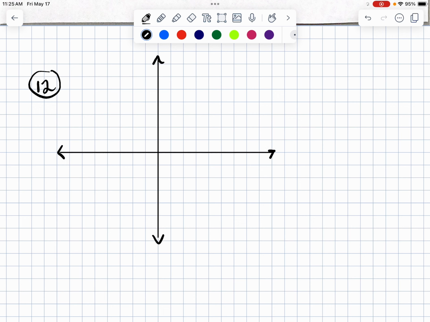All right, so the coordinates that are given to me for number 12 are J is at -2 and 3. So there's J. K is at 1 and 6. 1, 2, 3, 4, 5, 6. There's K. And then L is at 5 and -1. 1, 2, 3, 4, 5, -1, L.